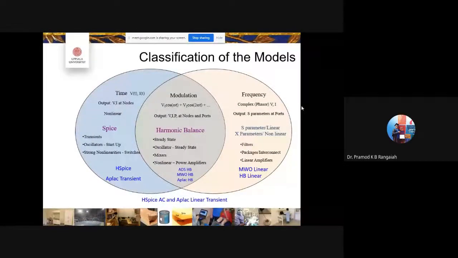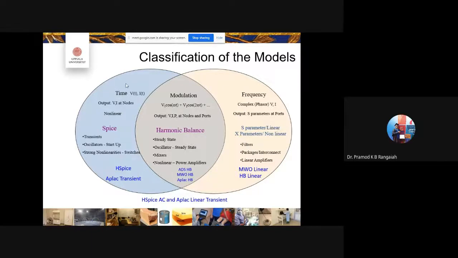Based on my knowledge, I have prepared some classification of the models. If you open our electronics concepts, we will have majorly three domains of measurement: time, frequency, and space. In this talk, I will not be talking about the space domain. Instead of that, I will be discussing EM structure simulation. And based on a mix of the time and frequency domains, we will be getting modulation.